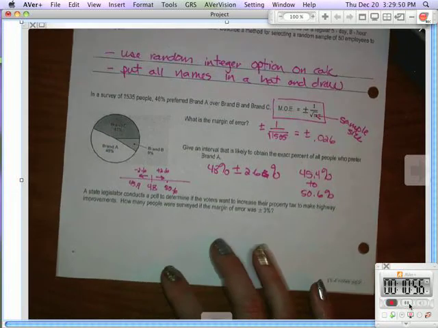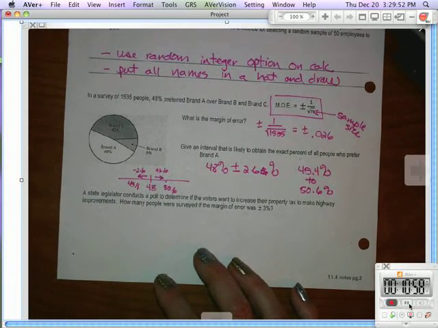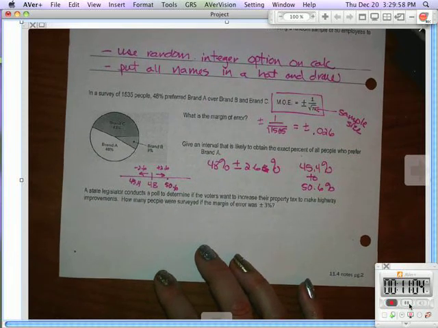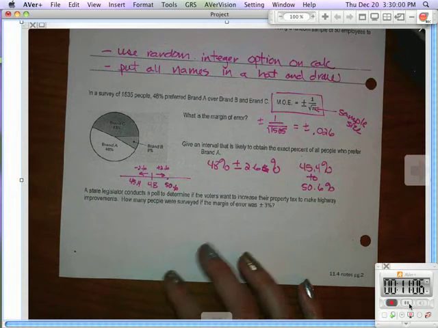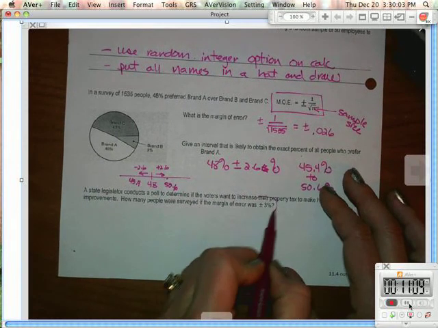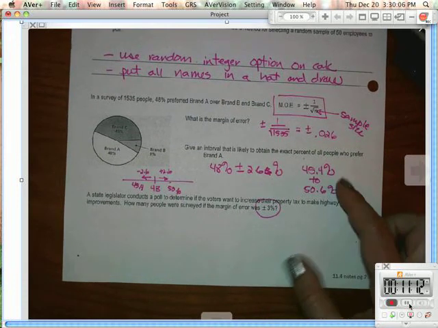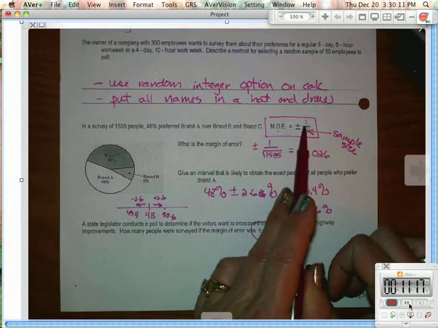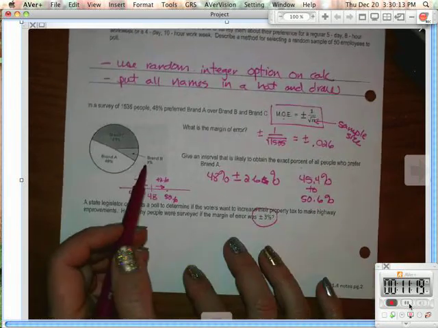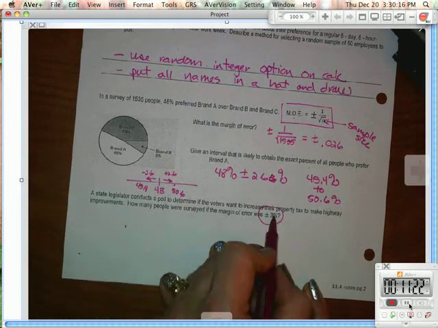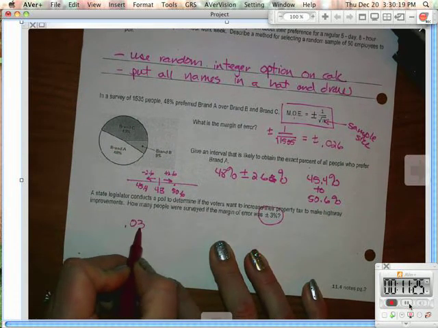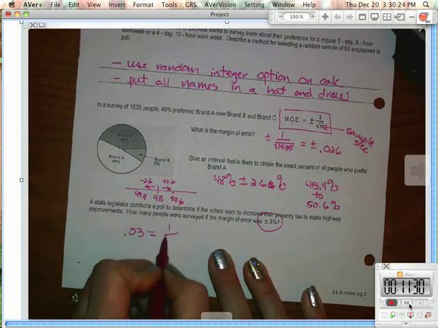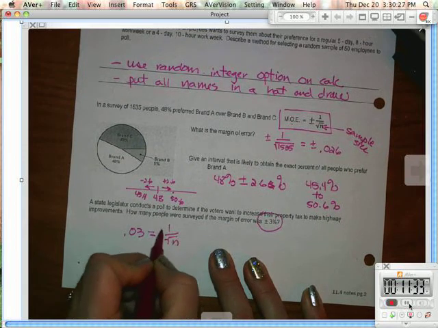All right. A state legislator conducts a poll to determine if the voters want to increase their property tax to make highway improvements. How many people were surveyed if the margin of error was plus or minus 3%? Well, they're giving me the margin of error. And I know that this is how you calculate margin of error. So this is just kind of like an algebra problem. It's a percentage, so I'm going to change it to a decimal. And I'm going to set it equal to the formula here: 1 over the square root of n, plus or minus. We'll keep that in there for now.